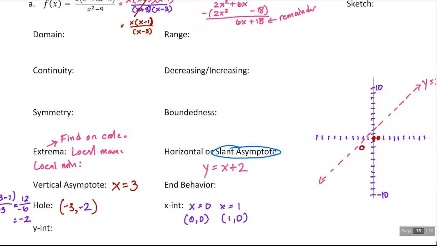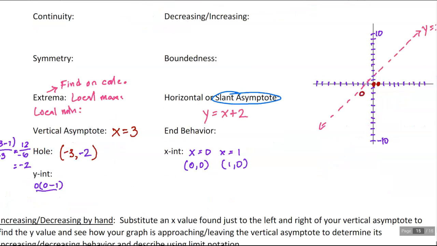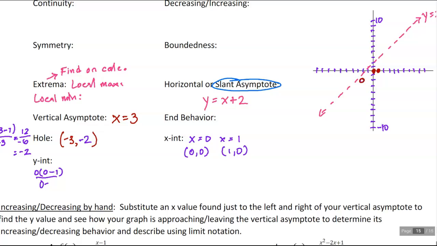Our y-intercept is found by substituting 0 in for x in the factored form. So I have 0 times 0 minus 1 over 0 minus 3. Anything times 0 is 0. Anything that has a 0 in the numerator is just 0. So our y-intercept is also (0, 0), which makes sense because it was an x-intercept as well.